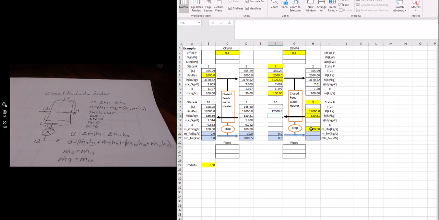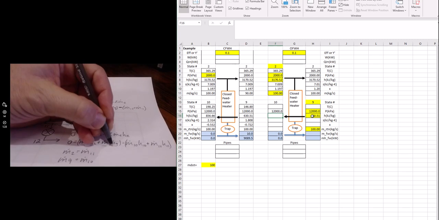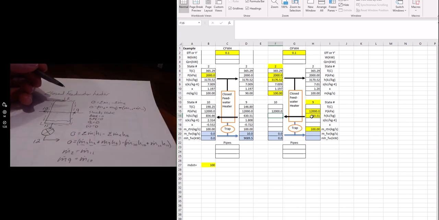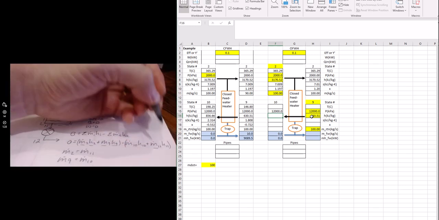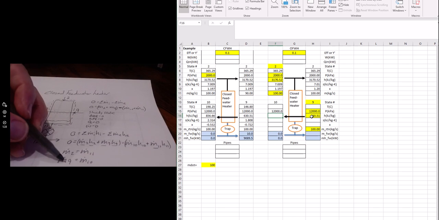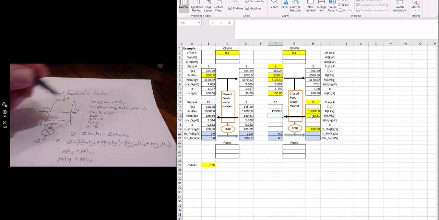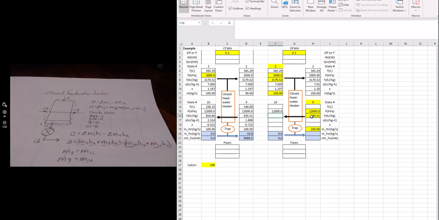m dot 9 is given here, and H9 is known. So m dot 9 and H9 are known. Then we have m dot 11, which is equal to m dot 2, so that's known, and m dot 10, which is equal to H9, so that's known. So we have two unknowns now.